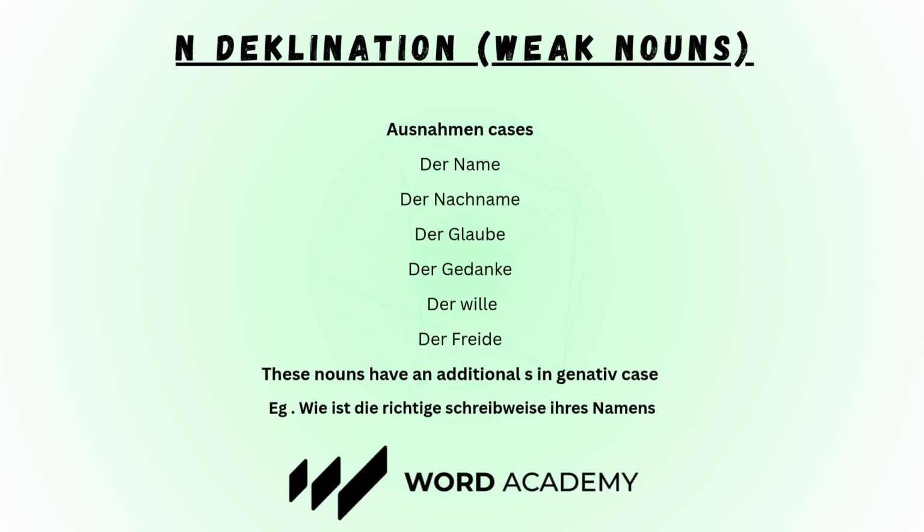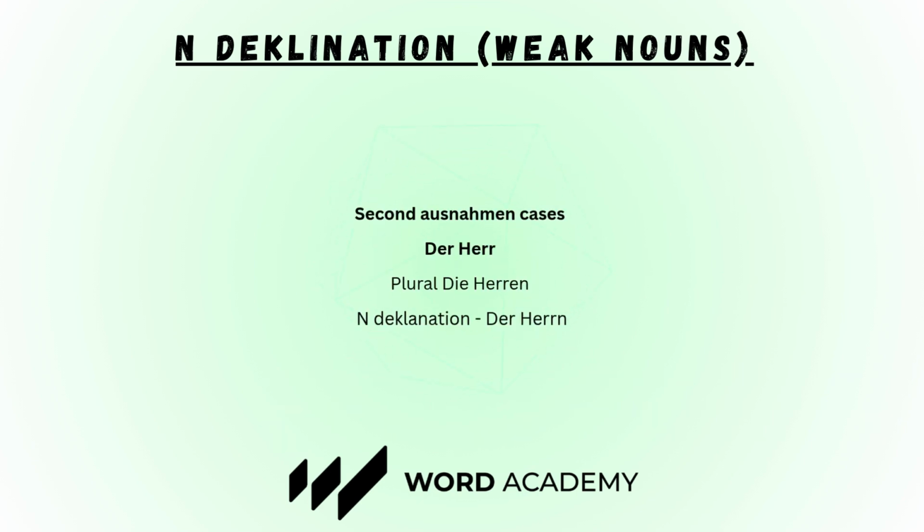The second Ausnahme is der Herr. In this case, the plural is die Herren, and in declination there is den Herrn. The example sentence is Ich bedanke mich beim Herrn Müller.